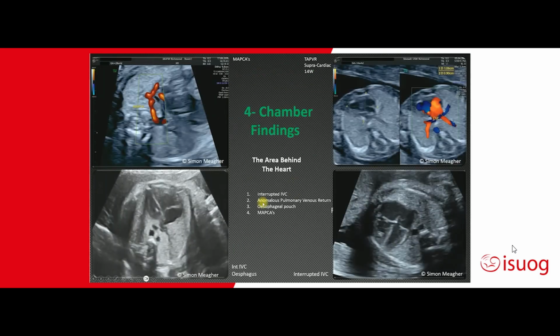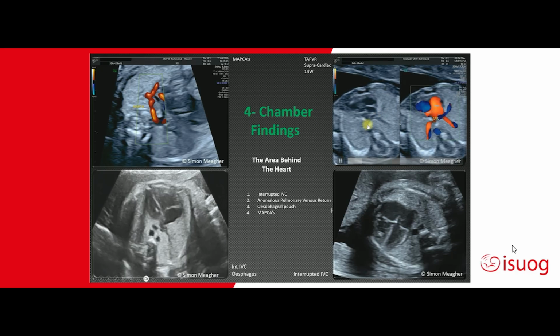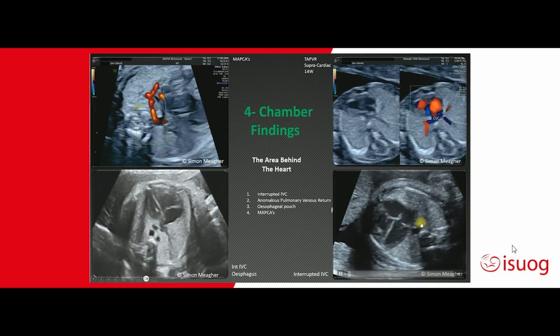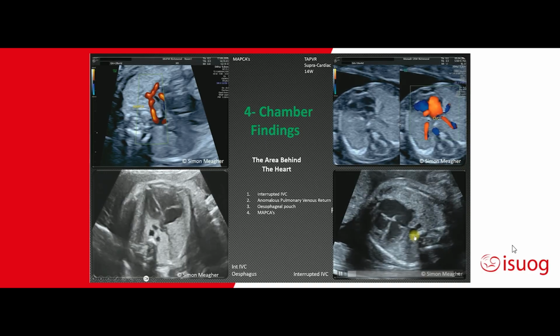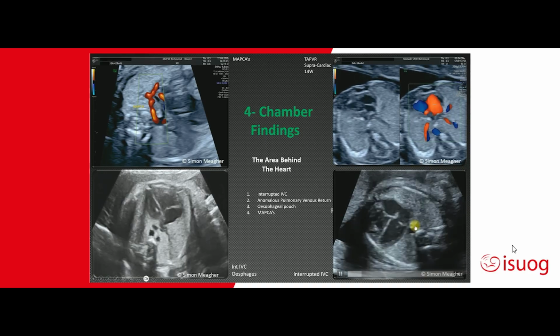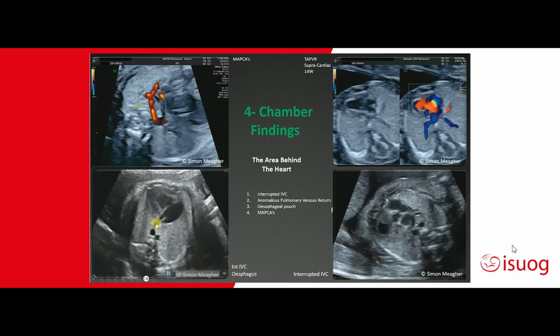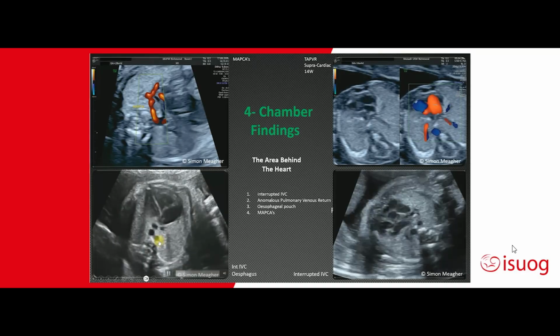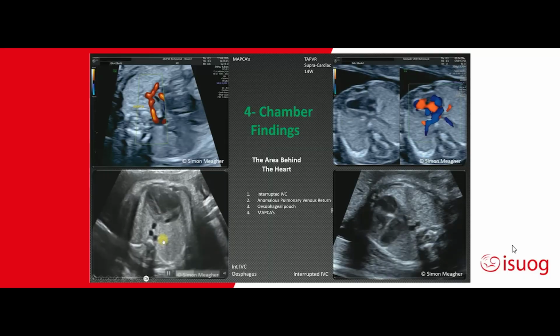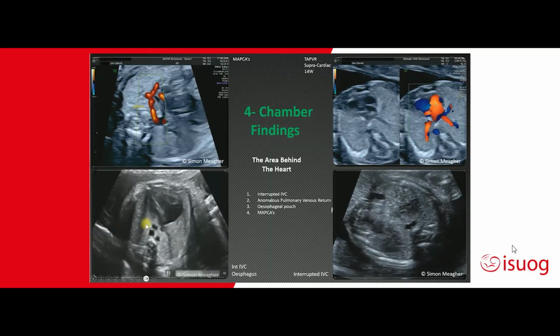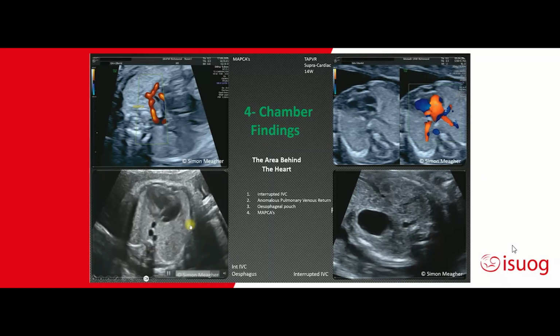And lastly, looking behind the heart, you may pick up the common venous channel of total anomalous pulmonary venous return, which I mentioned earlier. You may pick up two vessels behind the left atrium in the setting of an interrupted IVC with azygous continuation. Sometimes you may see three vessels behind the heart with the interrupted IVC with azygous continuation, and the third vessel will actually be the esophagus. It will be transient and disappear with time.